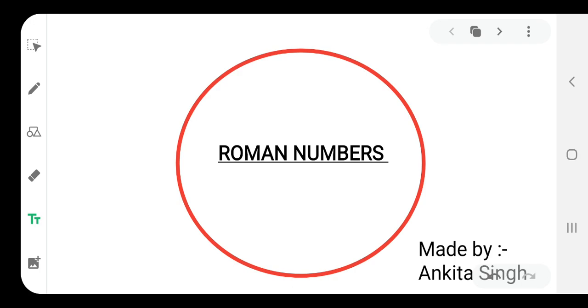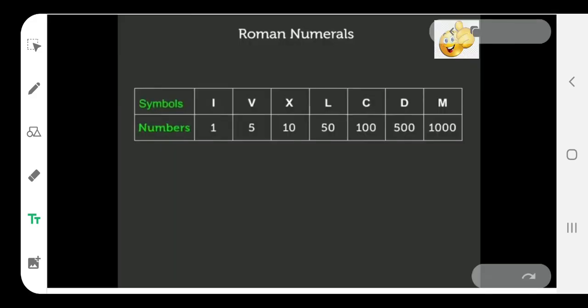So let's see what is to be learned in your class for your syllabus. Roman numerals, I think you may be knowing that for 1 we used to write I, then for 5 we used to write V, then for 10 we used to write X. I think up to this you know, and you may have seen that we are using these symbols of Roman numerals in our school also to represent our classes.